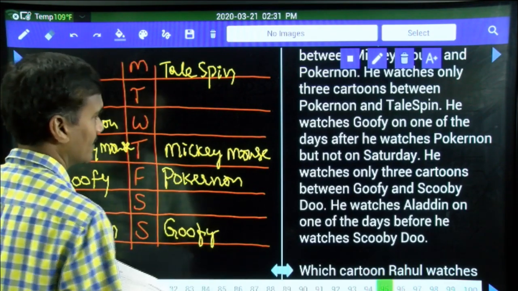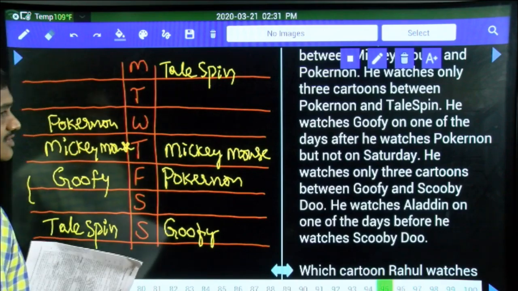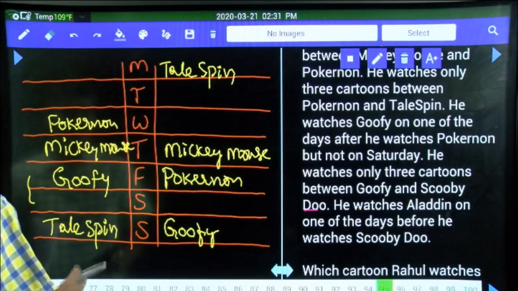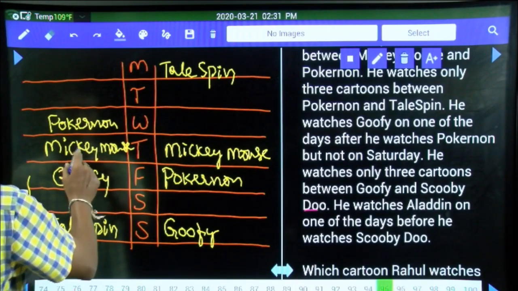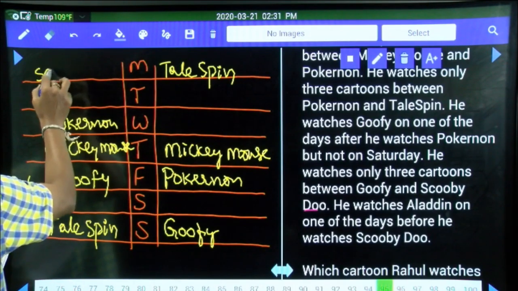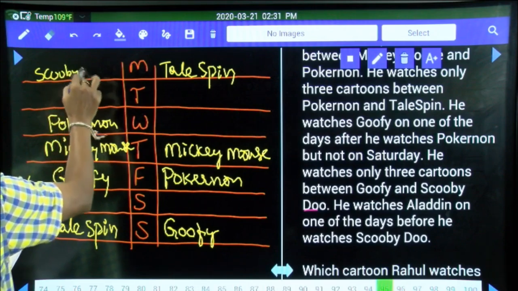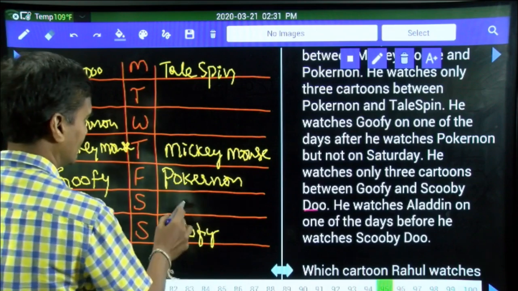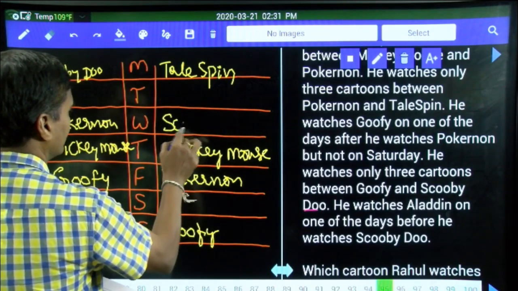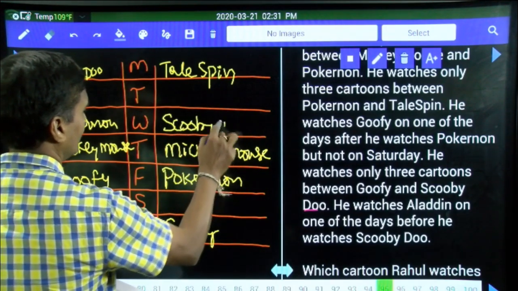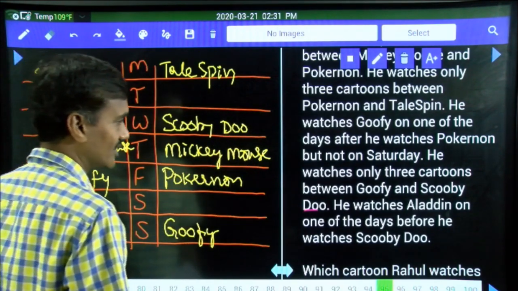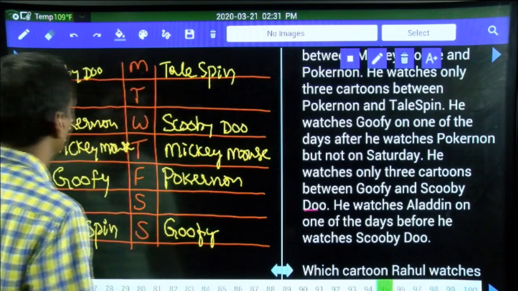Goofy is on Sunday. And he watches only 3 cartoons between Goofy and Scooby-Doo. Between Goofy and Scooby-Doo exactly 3. 1, 2, 3. Now this must be Scooby-Doo. Then between Goofy and Scooby-Doo there must be exactly 3. 1, 2, 3. Scooby-Doo is on Wednesday. And on one of the days he watches Aladdin before Scooby-Doo.